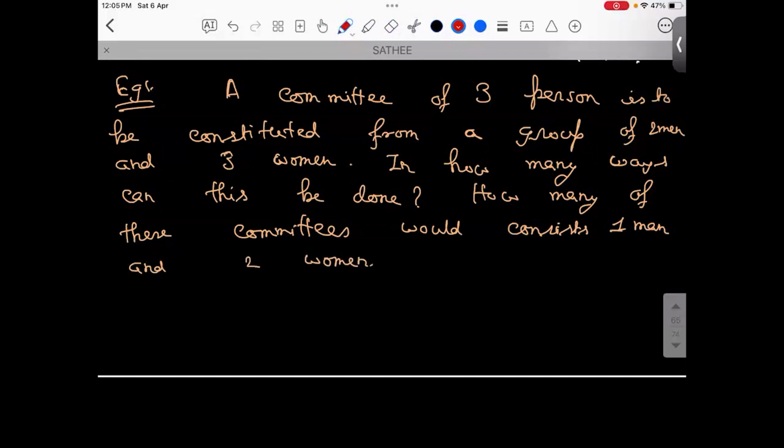Okay. So what is the question? A committee of 3 persons is to be constituted from a group of 2 men and 3 women. In how many ways can this be done? So for the first part, you just recall that here we have 5 persons. Among them, you need to pick any 3 persons and make a committee. It is independent of the choice of men, women, anything. You can choose the 3 women and make a committee. Or you can choose 2 women, 1 man. Or you can choose 2 men, 1 woman. It is up to you, whatever you can do.